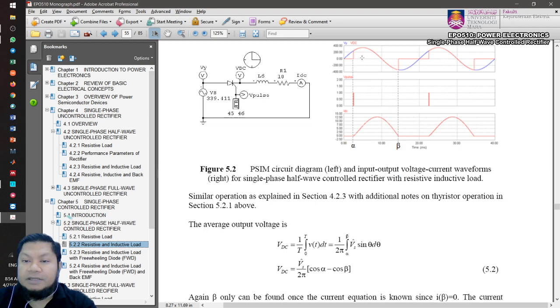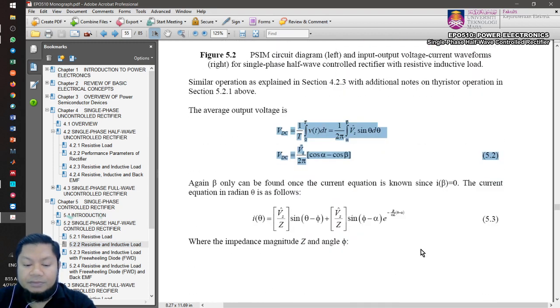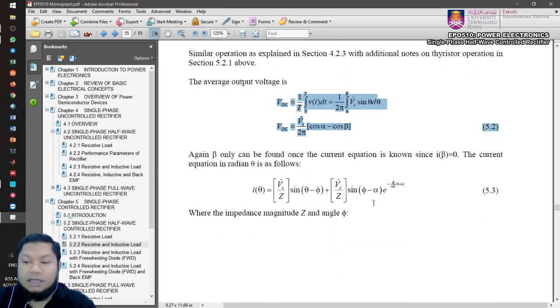So therefore, you must have this. You need to have the output voltage, the average of the output voltage. So you consider from alpha until beta here, and that's why for your voltage waveform, your integral, the limit of the integration here will be from alpha to beta, right? Okay, so then you have this equation, and then you can try yourself and try to solve for this equation. You just refer to the previous section on how to obtain the current.